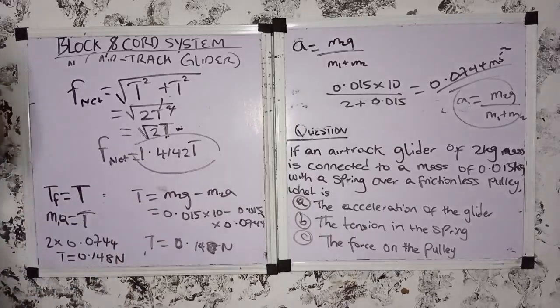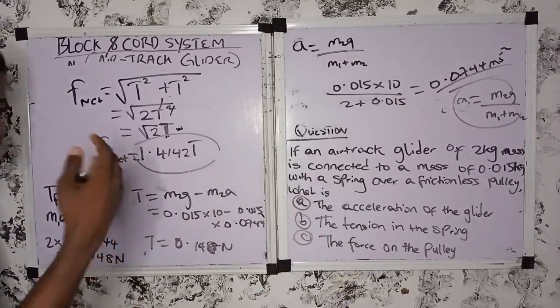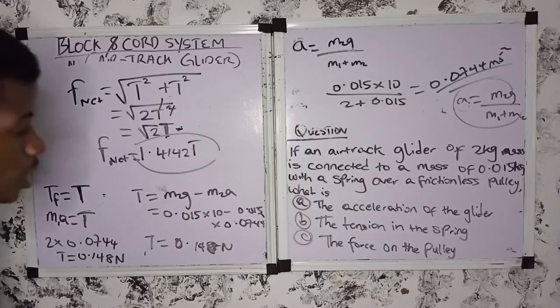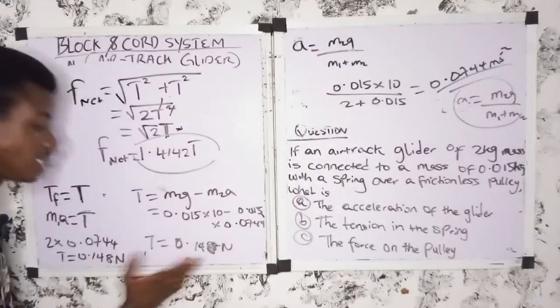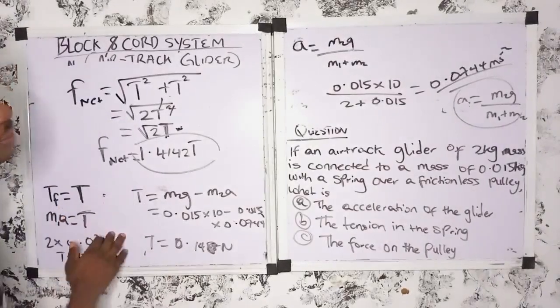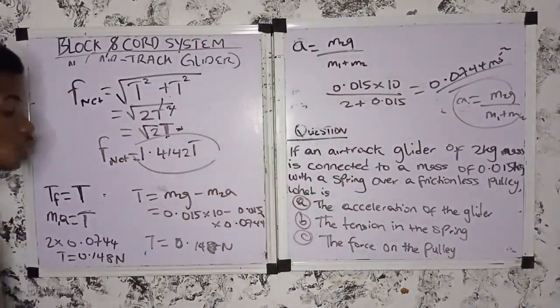So that tells you that the tension acting on M1 is the same as the tension acting on M2. You can also use this method to check whether your calculation is correct or not, because you will always arrive at the same answer, 0.148. So the tension is 0.148.